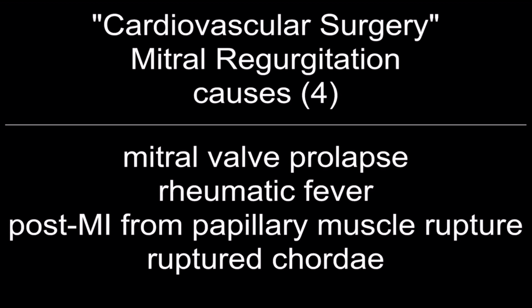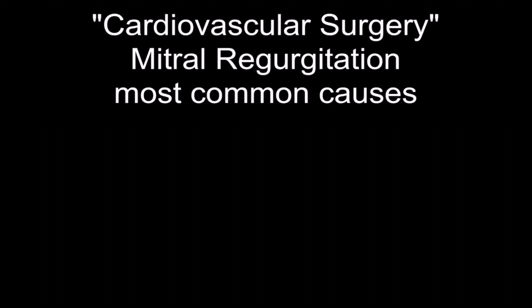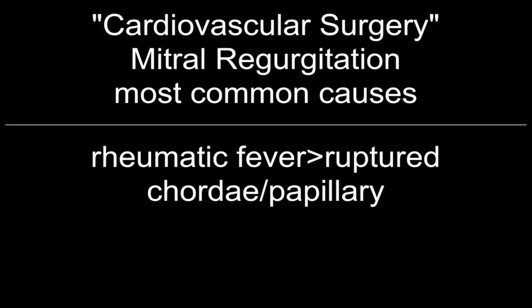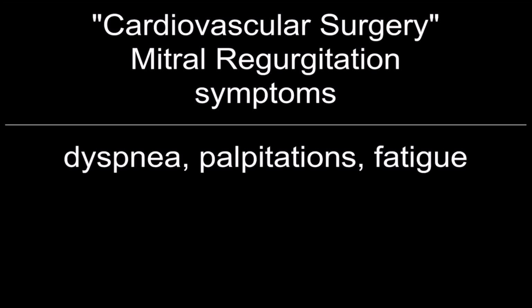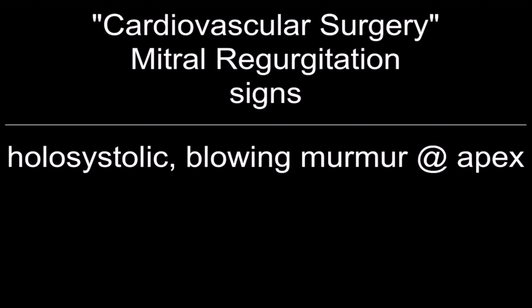Mitral valve prolapse, rheumatic fever, post-MI from papillary muscle rupture, and ruptured chordae tendineae. Mitral regurg, most common causes. Rheumatic fever over ruptured chordae tendineae, papillary muscle rupture. Mitral regurg symptoms. Dyspnea, palpitations, and fatigue. Mitral regurg signs. Holosystolic blowing murmur at the apex.